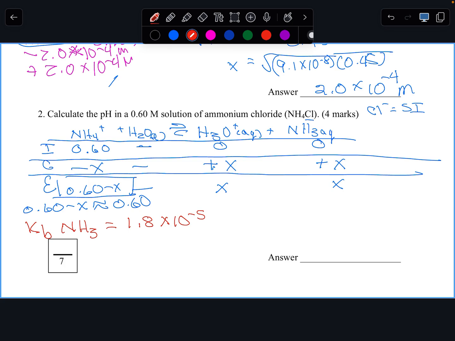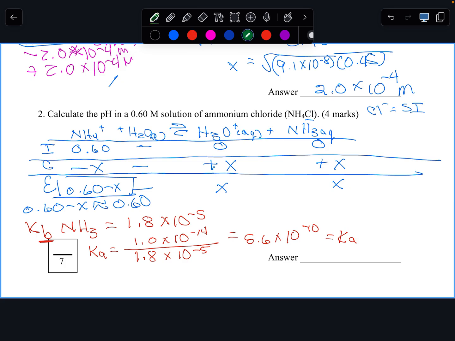But there's a problem here. What is that letter? And we're dealing with an acid. To find our Ka, all we have to do is take 1.0 times 10 to the minus 14th divided by our Kb. And I think that is 5.6 times 10 to the minus 10. Can somebody double check that for me? Yes, 5.6 to the negative 10. Yes, very good.